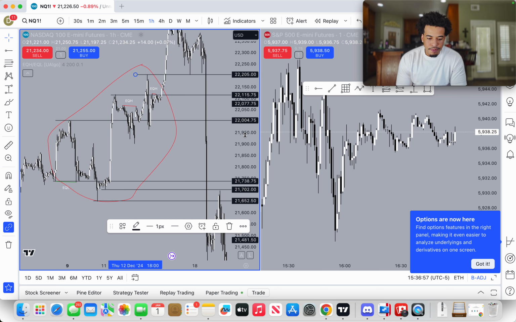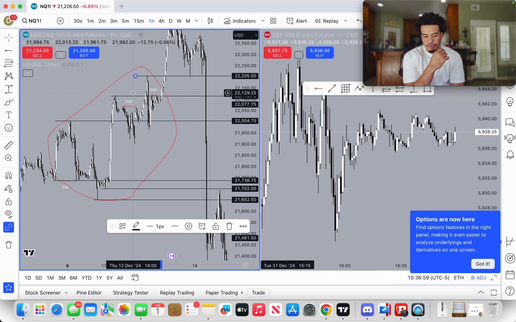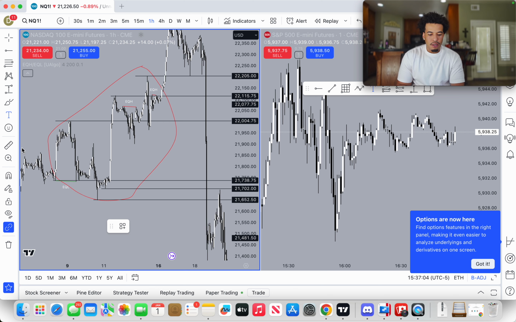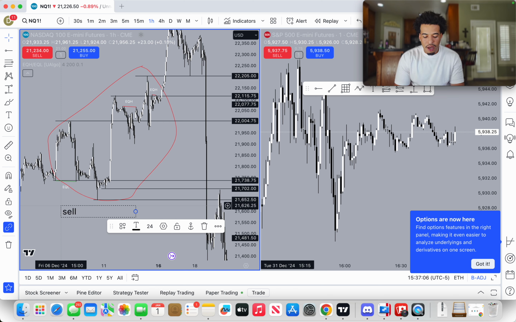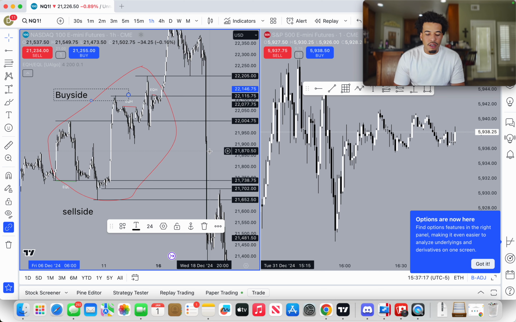But buy side, right? So you can see sell side down here. Whenever you hear the term sell side, you know that's downside. That's downside liquidity, and buy side is upside liquidity, right? Just where the buyers are going to be targeting versus where the sellers are going to be targeting.